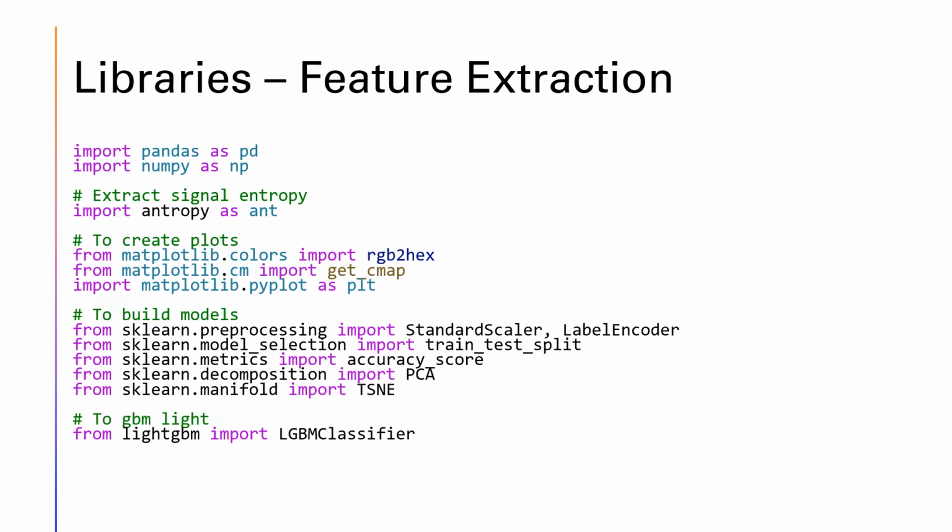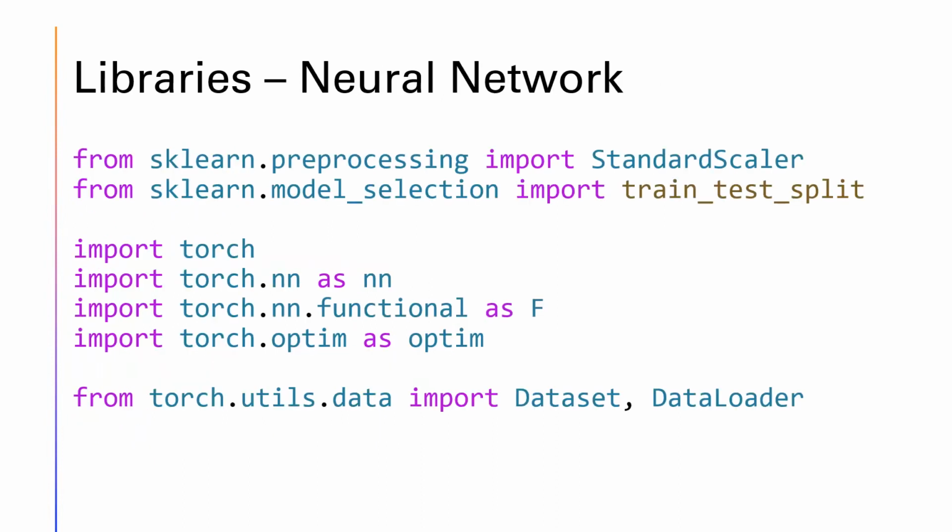Feature extraction makes use of the following Python libraries. Of note are entropy, for signal entropy in the frequency domain, and the LGBM classifier for quick high performance classification. PyTorch is also used to build the neural network in software.